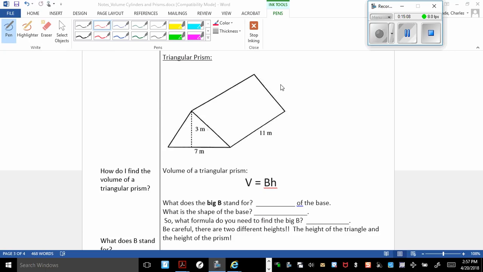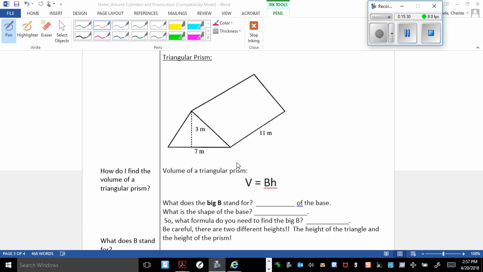Alright, so we covered a rectangular prism and a cylinder. Now we're going to talk about a triangular prism. Kind of looks maybe like a tent, maybe a Toblerone candy bar. Again, two bases, right? This one and this one. Again, this is laying on its side, so it's not standing up on its base.